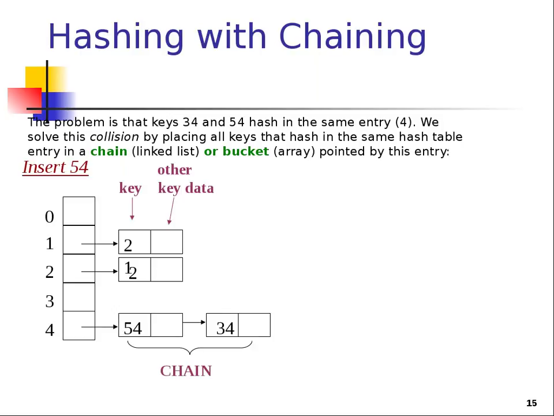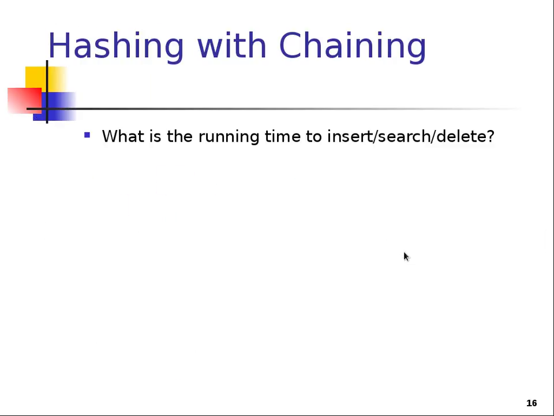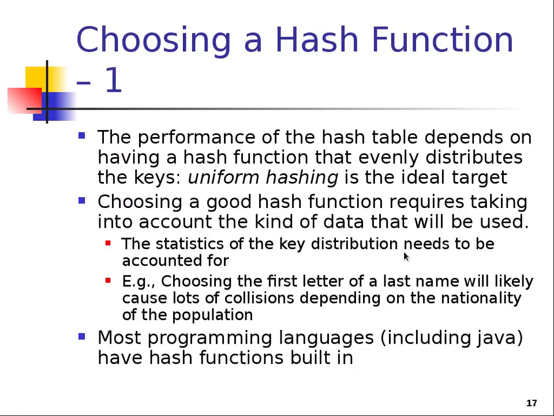So let's talk about the chain real quick. If you recall, if you had your 34 in and you add the 54, it goes right there. If you had a 101, you just add it to the chain with the 1. Awesome. We talked about the runtime being in general O(1) unless everything hashes to the same location, which is bad.